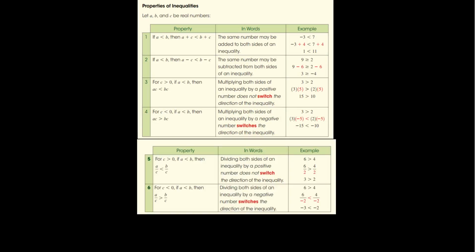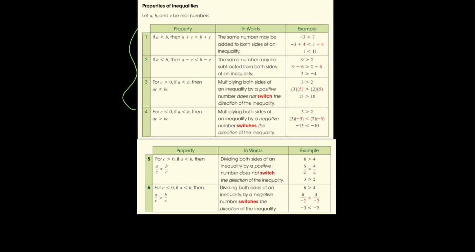Doing the algebraic manipulation of inequalities is the exact same as doing the algebraic manipulation of equalities, right? If I add 3 to one side, I must add 3 to the other side. If I multiply the left side by 3, I multiply the right side by 3. All of these, 1, 2, and 3, are the same. Nothing new there.